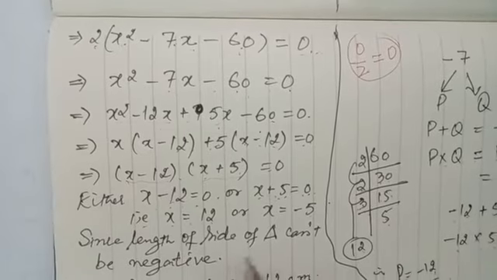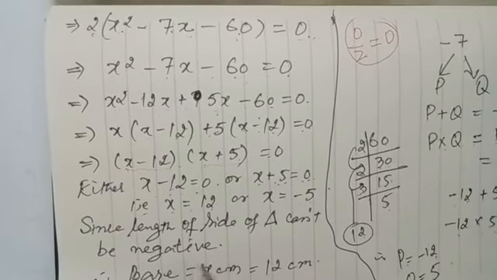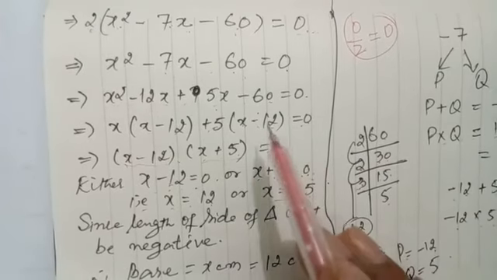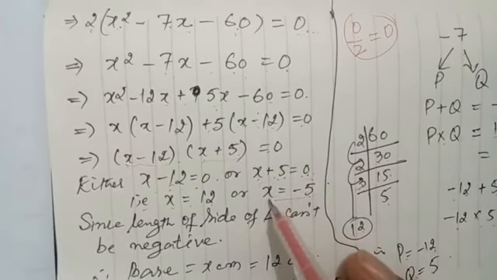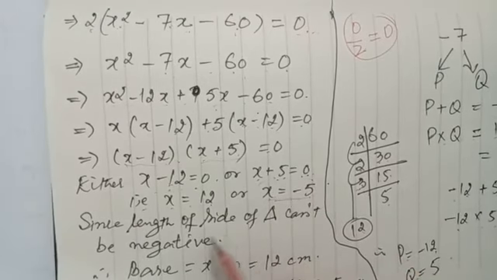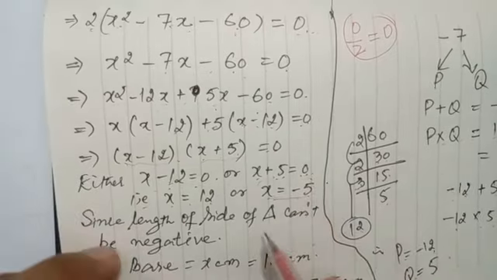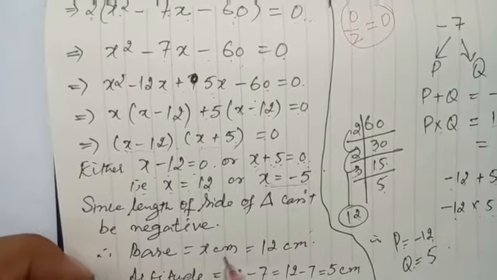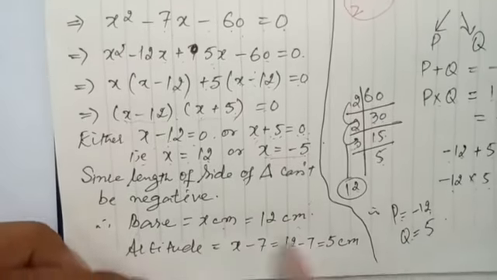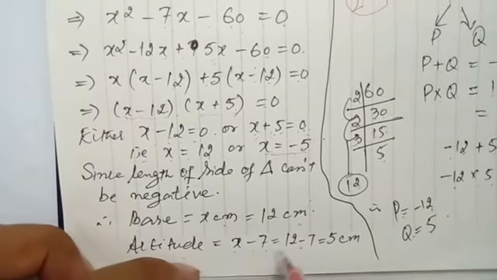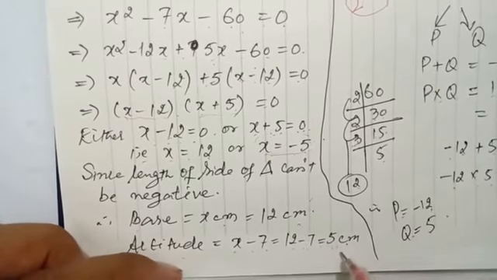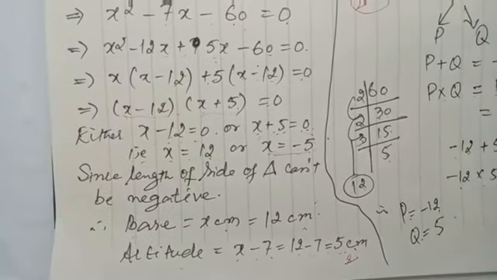Since the length of a side of a triangle cannot be negative, we can reject this value. Although this is a solution of the equation, it can be rejected because the length of a side of a triangle cannot be negative. This is a negative number, so we take the value as 12. Therefore base is x centimeter, that's 12 centimeter, and altitude is x minus 7, that's 12 minus 7, which is equal to 5 centimeter. This was question 5. Thanks for watching.